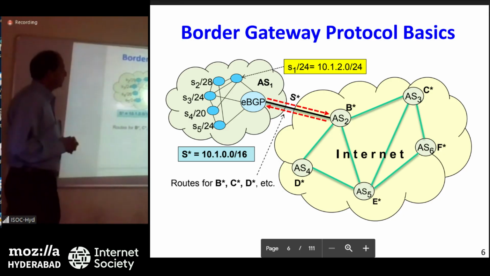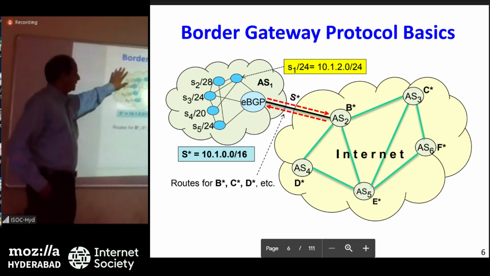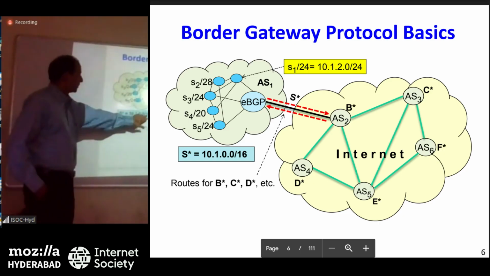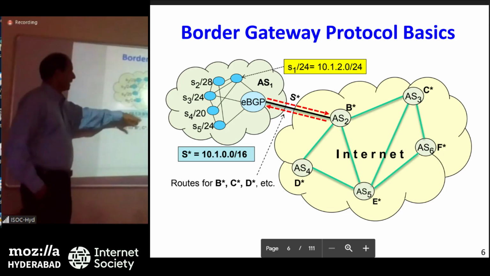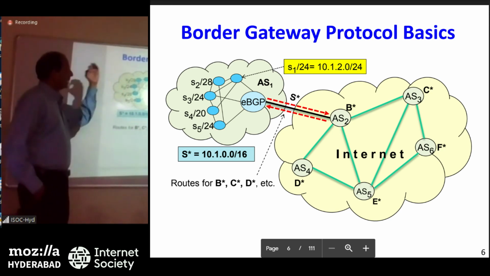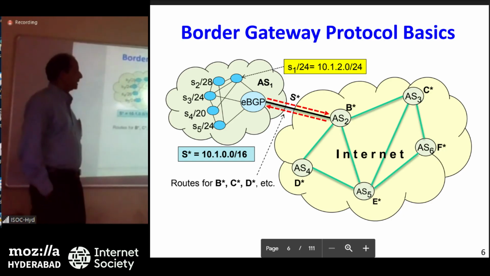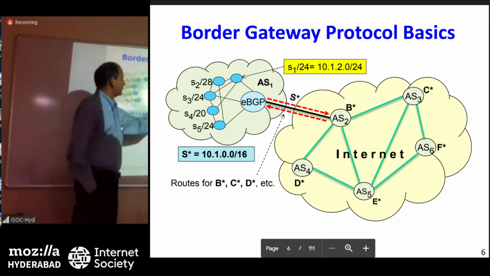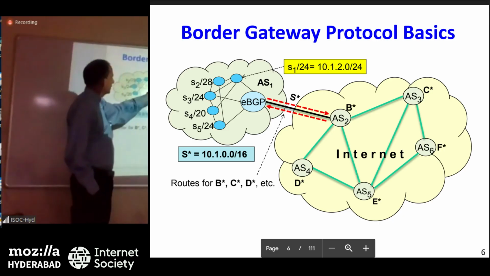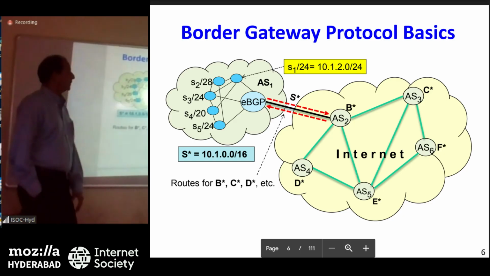To give a brief intro to BGP, let's say that the network on the left is a /16 IP subnetwork. The company owns a slash 16 IP address space. Let's call that S star. It announces the S star into the internet, and AS2 is the neighboring AS of AS1. AS2 receives the update and then propagates it to its neighbors.